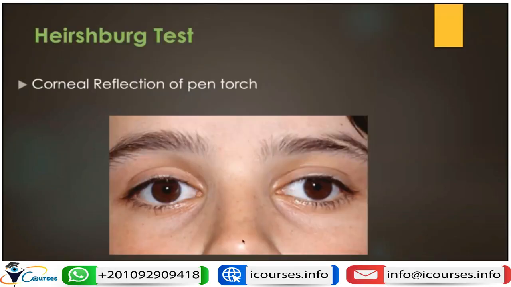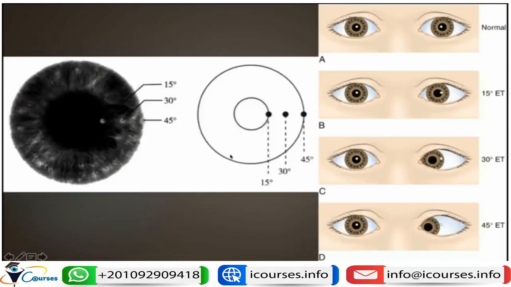The first test is the Hirschberg test, which we have mentioned already in the previous lecture. This is the corneal light reflex. By projecting a pen torch in front of both eyes, we see the central pupillary light reflex if the eye is perfectly aligned, or it can show deviation. By this deviation, we can have a crude measure of the angle of squint. It doesn't have any relation to the prisms, but this is just to complete the topic.